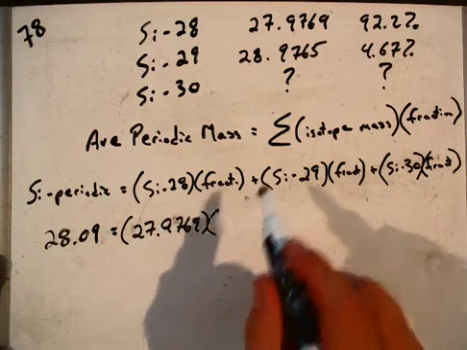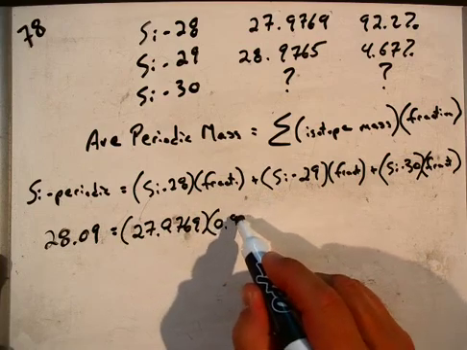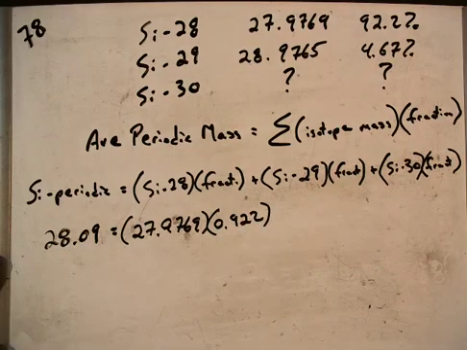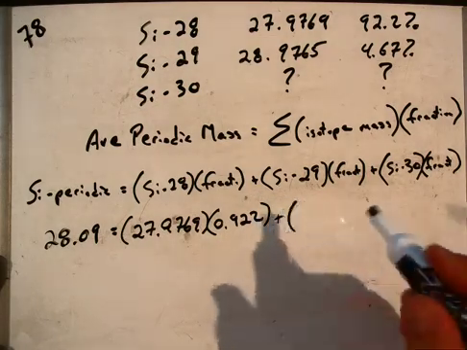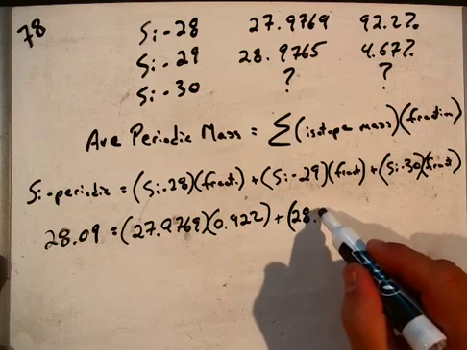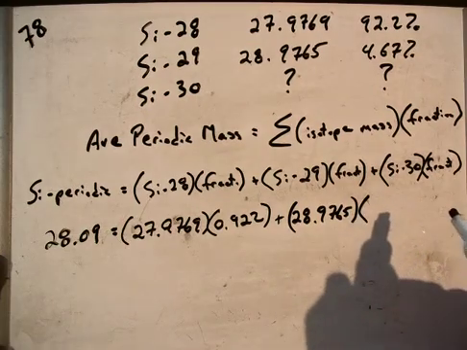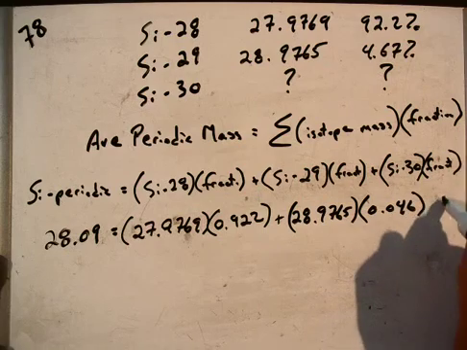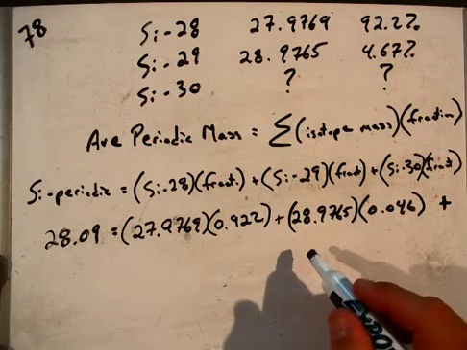27.9769 times its fraction. And remember, a percentage is just a fraction, but we won't want to use the 92.2. We want to turn that into a fraction, or 0.922. We're going to add that to our silicon 29, which has the mass of 28.9765, times its percentage, which is 0.046. I'm sorry, I'm running out of room here, so I'm just going to write this a little bit below.